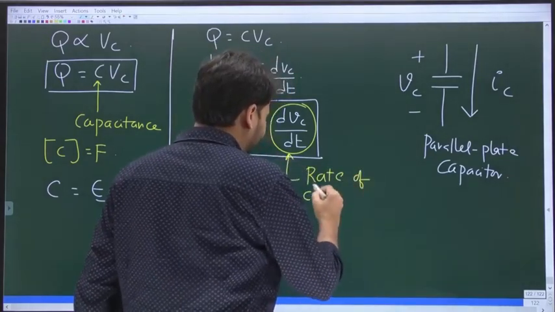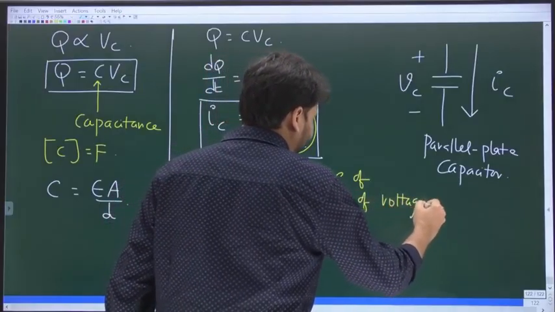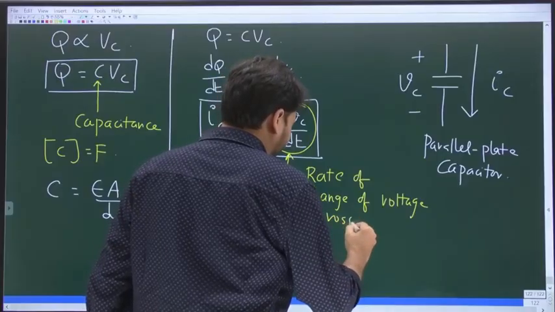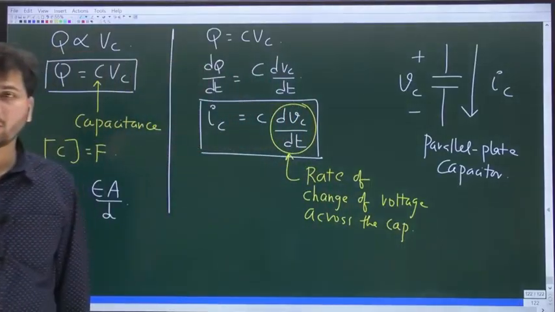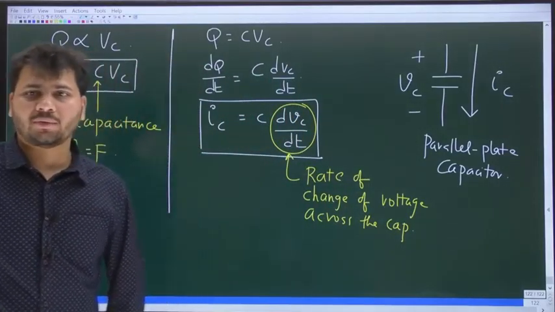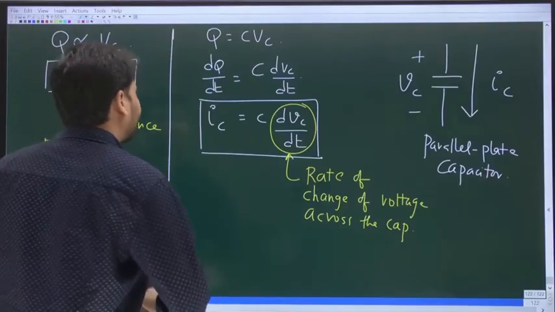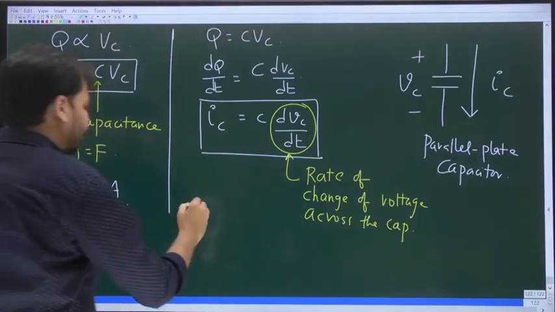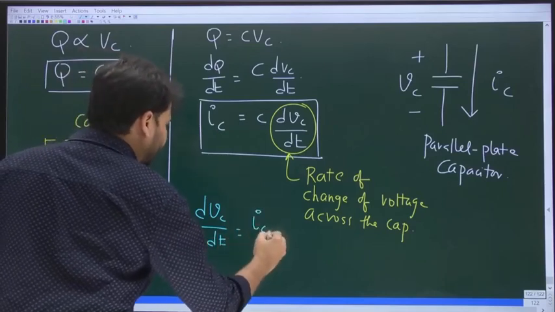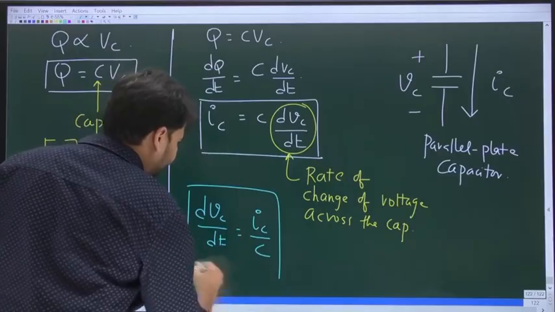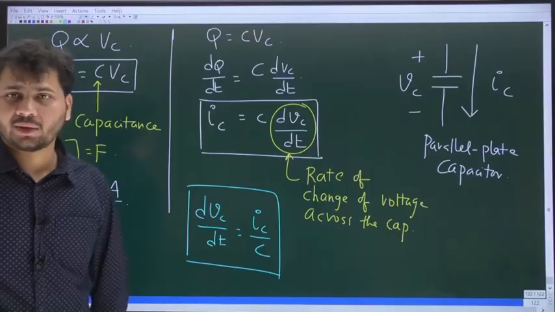Rate of change of voltage across the cap. That is the meaning of dVc by dt. And this dVc by dt, the rate of change of voltage across the cap, is it not equal to IC by C, where IC is the current through the cap, and C is the value of capacitance of the capacitor.